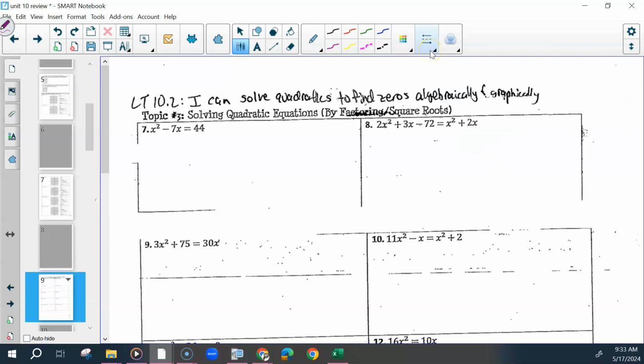So whatever the problem is, if it's not equal to 0, you have to make it equal to 0. I would say move the term so that your x squared is positive. So I'm going to move both terms to the left. So subtract them so that we have x squared plus x minus 72 equals 0.